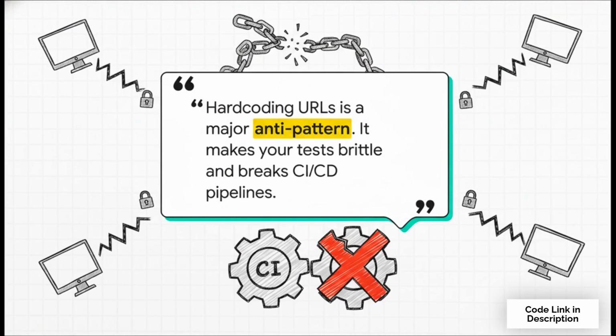Let's be super clear about this. Hard-coding URLs is a major anti-pattern. It means every single time you want to run your tests against a different environment, you'd have to go in and manually change the code. It makes your tests incredibly brittle, and it's pretty much guaranteed to break your CI/CD pipelines.